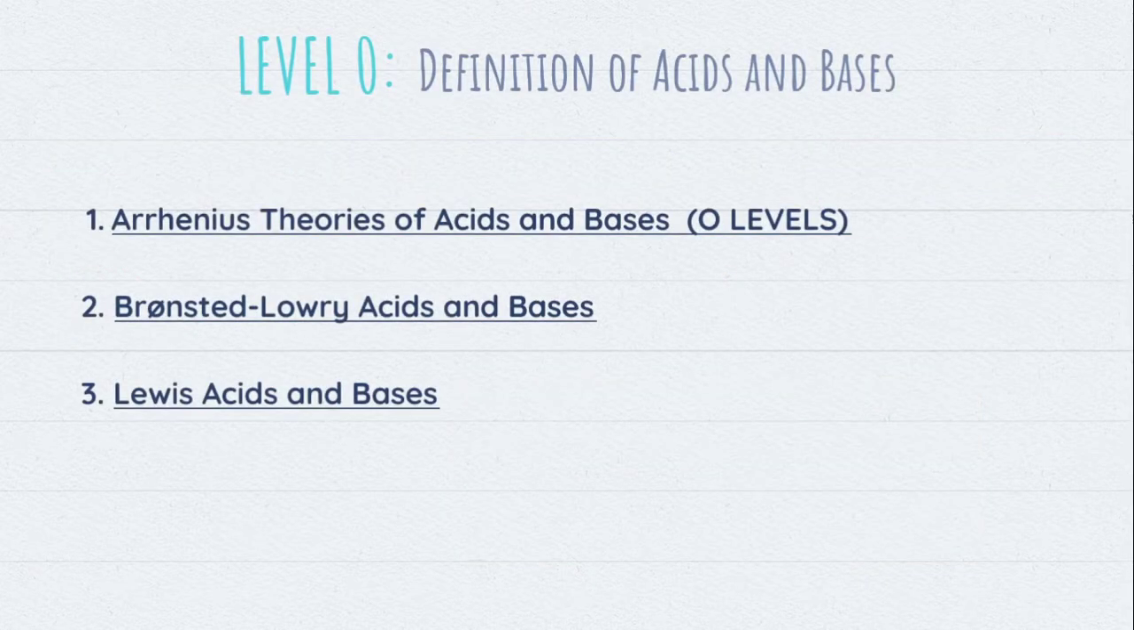Nonetheless, 3 definitions of acids and bases. The first one, Arrhenius theory, H plus and OH minus, we're looking at aqueous, dissolving or dissociating in water. Bronsted-Lowry, the RO, so therefore we have proton, hydrogen as H plus. Lewis acid, the second letter is E, therefore looking at electrons. So 3 simple definitions of acids and bases. Hopefully that rang many bells.